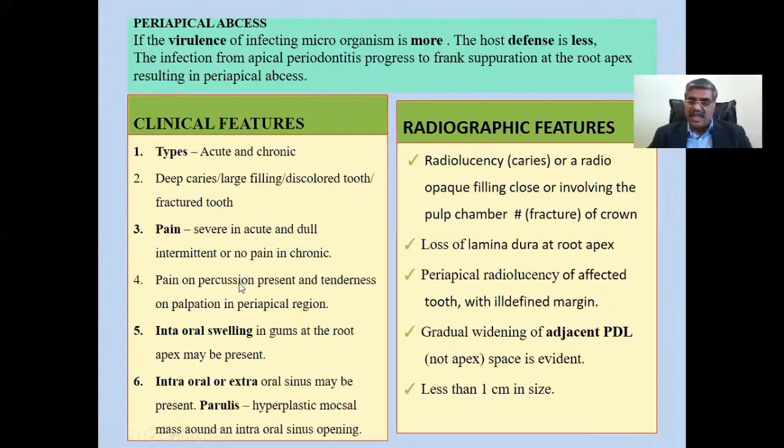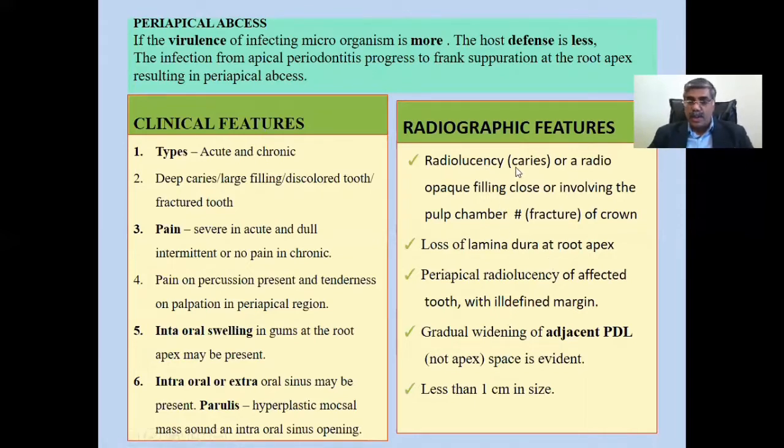Pain on percussion will be present in acute periapical abscess, and there will be tenderness on palpation over the periapical region. Near the gums, when you palpate, there will be pain, painful response. Intraoral swelling may be present in acute periapical abscess. Intraoral or extraoral sinus will be present in the case of chronic periapical abscess. Sometimes we will be able to see a small hyperplastic mucosal mass around the intraoral sinus opening, which is called as parulis. How periapical abscess appears in a radiograph?